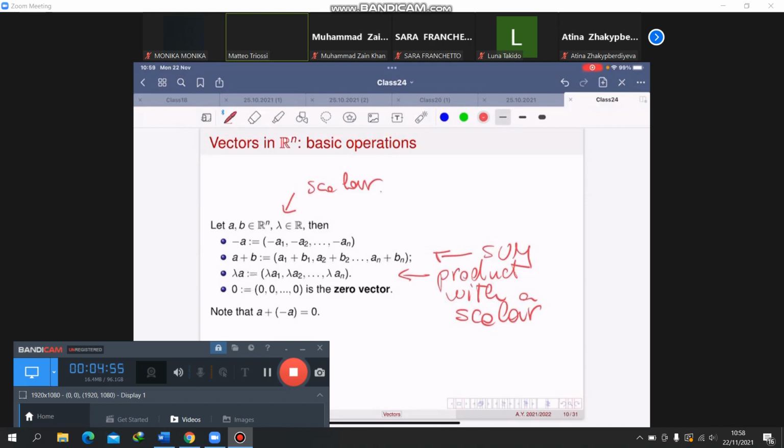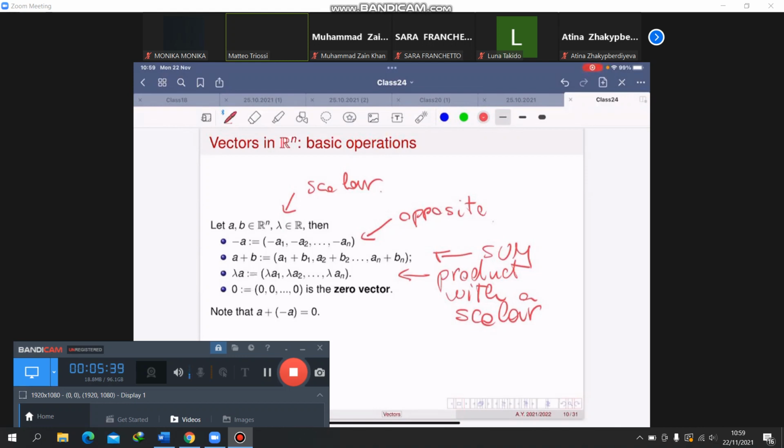So you can define the opposite of a vector. It is the opposite, not the inverse, simply for the sake of being clear and preventing ambiguity. So the opposite of a vector is a vector having as coordinates minus the coordinates of the original vector.